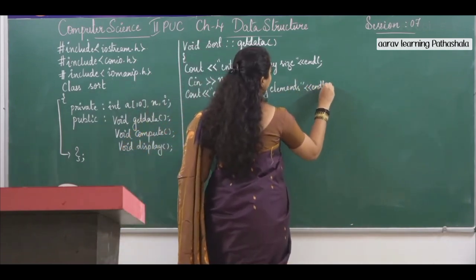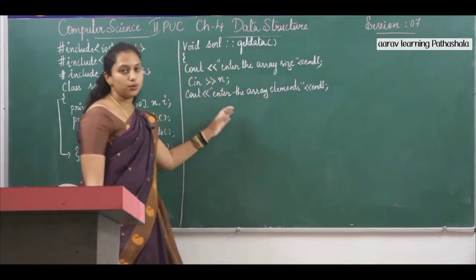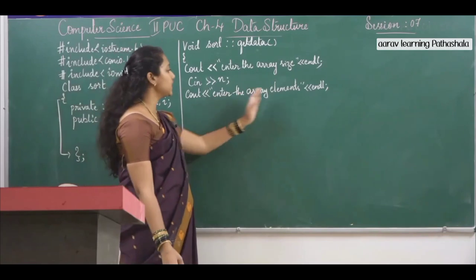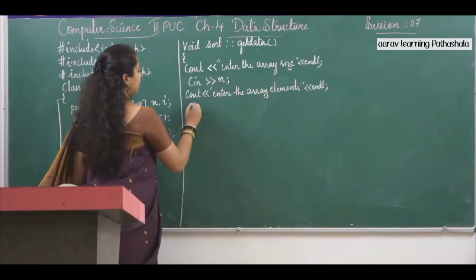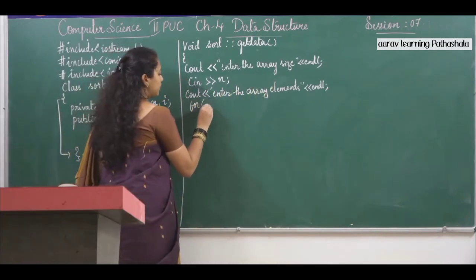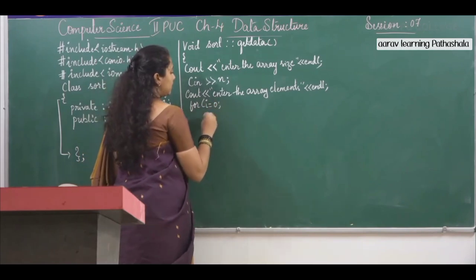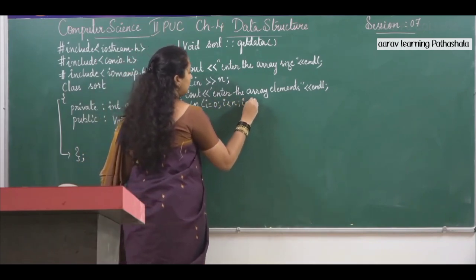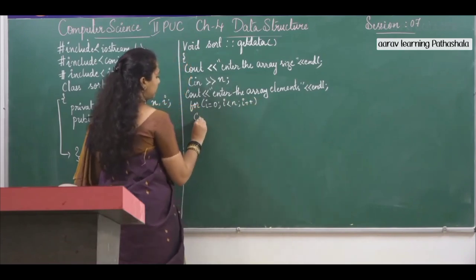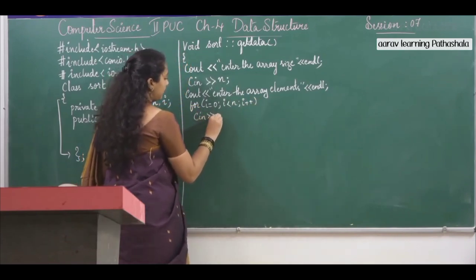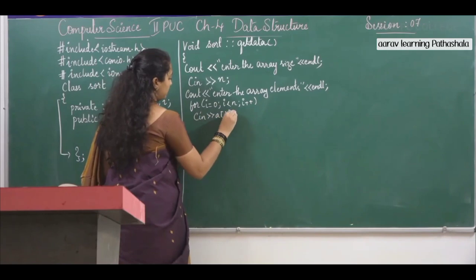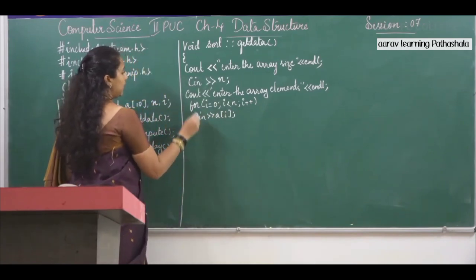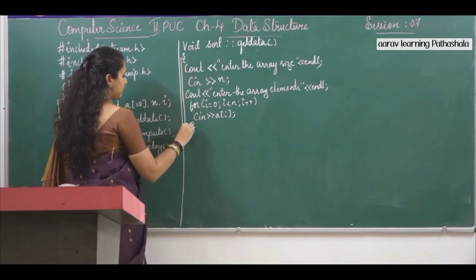So why are we using endl here? Endl is used to enter the data in the next line after this statement. So using a for loop, we are going to accept the array elements: i is equal to 0, i less than n, i plus plus, cin a of i. So this is about the getdata function. I am going to close this function.